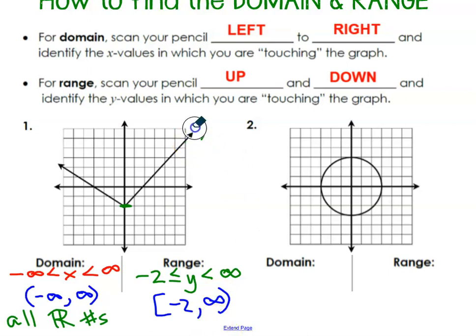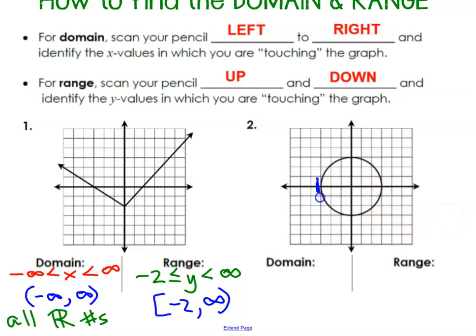All right, question number 2 is actually a bit easier because there are no arrows. The only way you can get an infinity sign in your answer is if there's an arrow pointing in some direction. For this one, this circle is finite, or means it has a measurable amount of space. It does not extend forever in any direction.